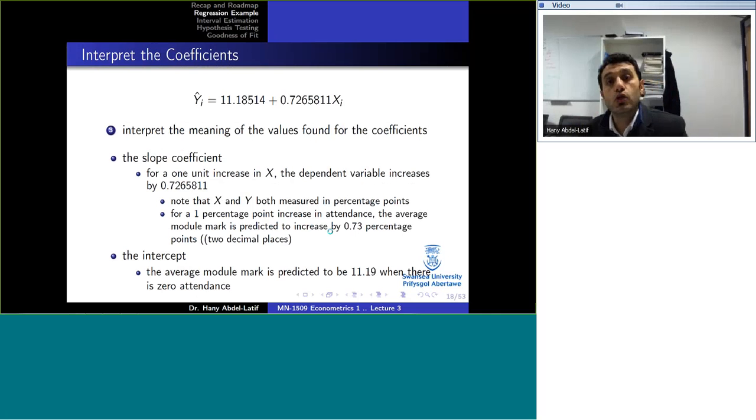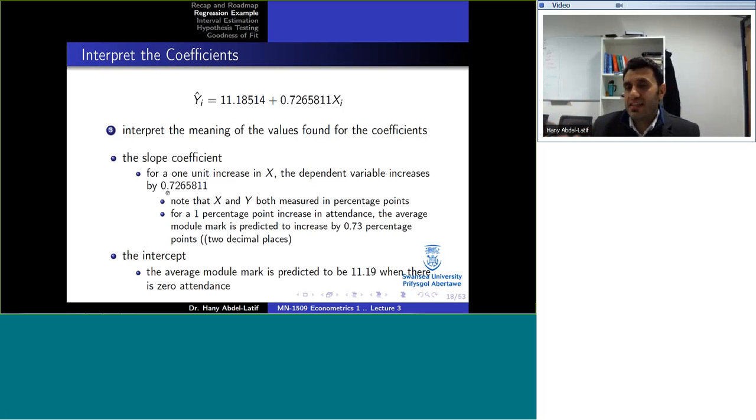So since we have them now, we need to look at them more closely and see how to interpret those results. If I were to interpret the slope coefficient, there's this number here in front of x. For a unit increase in x, so if x changed by 1 unit, the dependent variable will increase. Again, I say increase because the sign of the slope coefficient is positive.